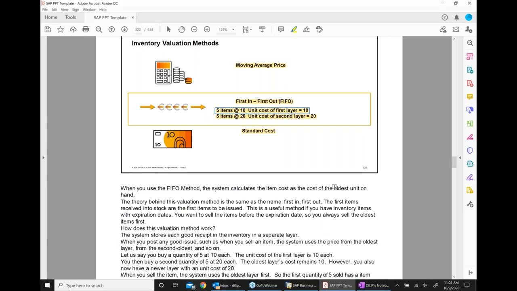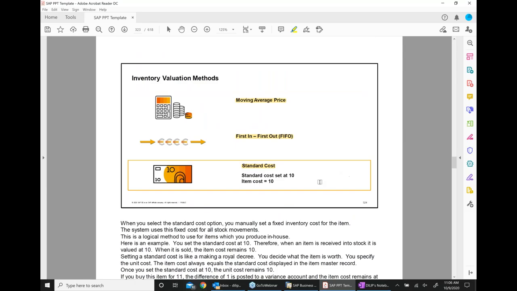The system keeps track of each layer, and based upon the layer, the system also keeps track of what cost each layer has, and whatever the cost of that layer is, the system keeps track of it. So that is the example of first in, first out, FIFO. It creates a layer.